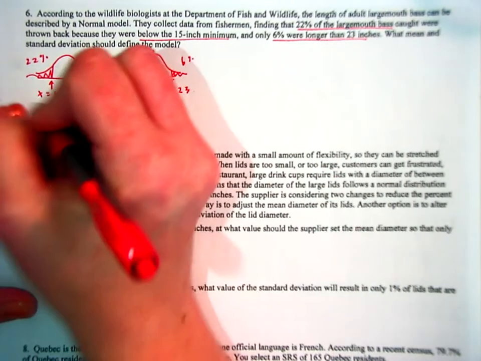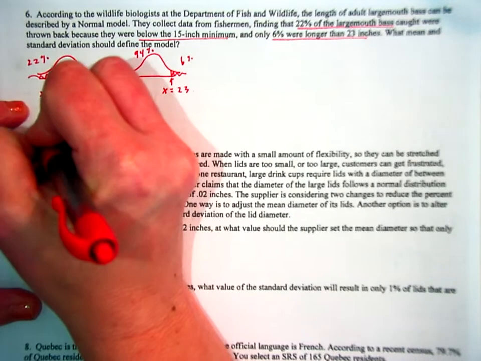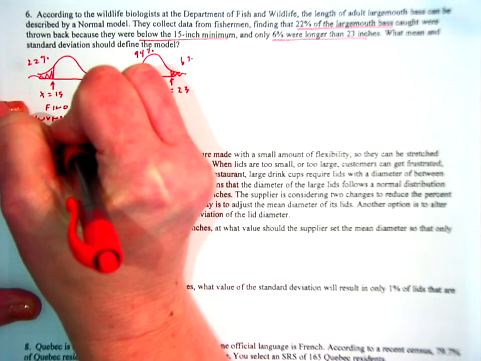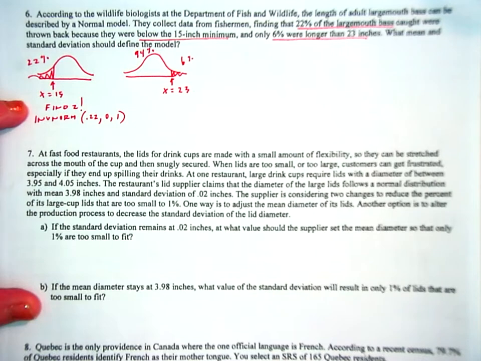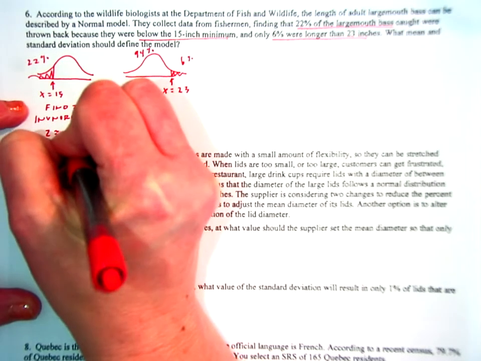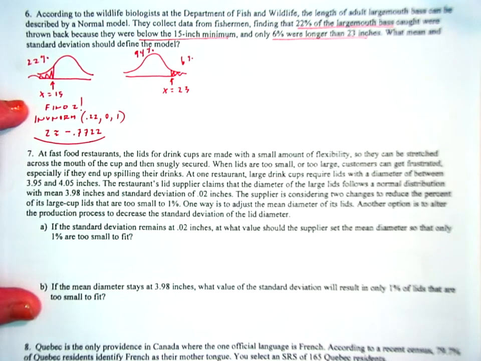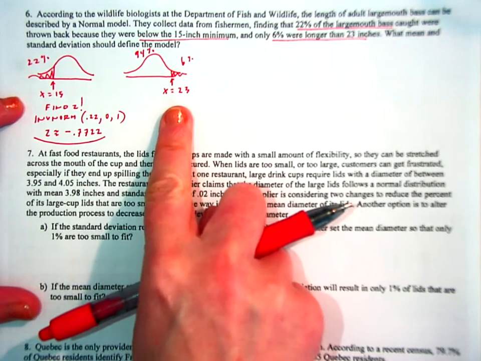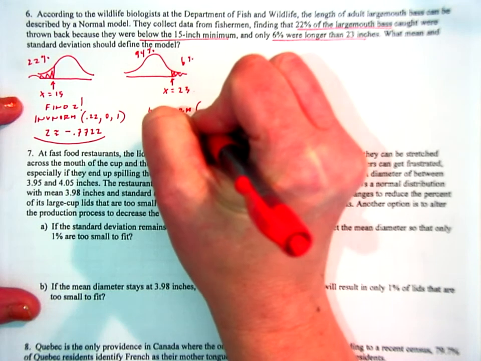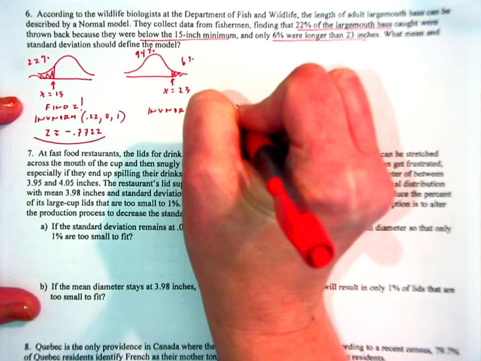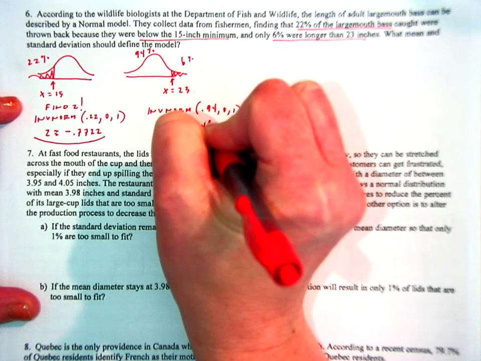All right, so I need to find Z. I need to find my Z-score for both. So here I'm using inverse norm, 0.2201, and that's going to get me a Z-score of about negative 0.7722. I'm going 4 decimal spots, trying to be precise. Okay, over here, I have inverse norm, 0.9401, and I get Z is about 1.5548.